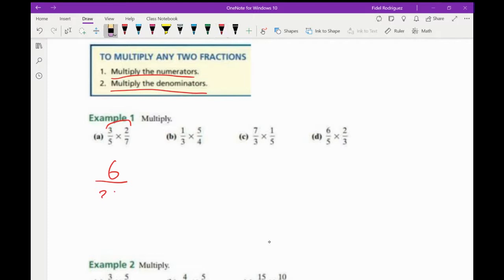Oops. It's a little messy. Let's fix that. 35. And so we're done, right? Same thing here. 1 times 5 is 5. 3 times 4 is 12.